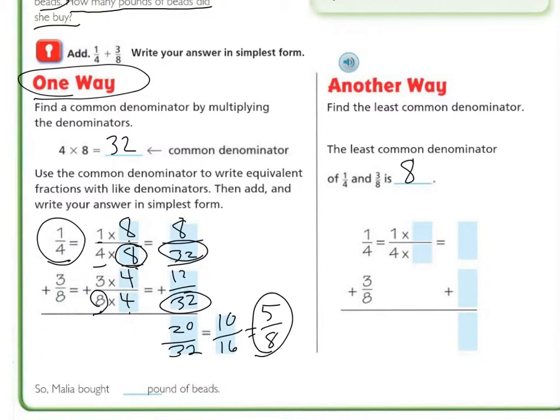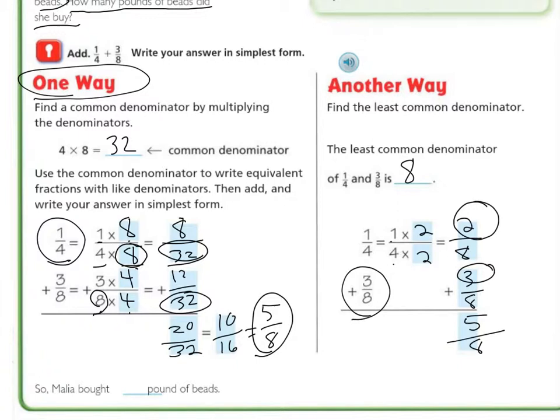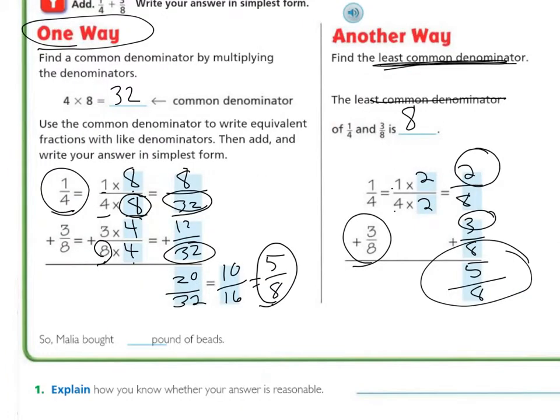Okay, and if that's the case, I don't have to do anything to the bottom number because 8's already on the bottom, so I'm going to move that straight over. Now 1/4, on the other hand, I am going to have to do something. I need to make the bottom number be 8. In order to do that, what times 4 equals 8? 2, right? Well, what I do on the bottom, I do on the top. 1 times 2 is 2, and 4 times 2 is 8. Now I can add them. So now I have 2 plus 3, which is 5, and I have 5/8 because 8 is the bottom number that I agreed upon for my least common denominator. The great thing is I don't have to reduce because it's already done for me. So finding the least common denominator is going to be your fastest way to getting the final answer. So my final answer is Malia bought 5/8 pound of beads.